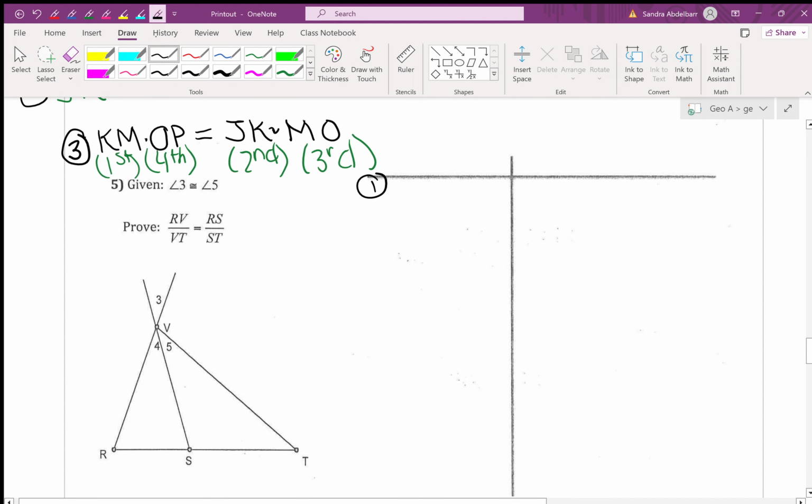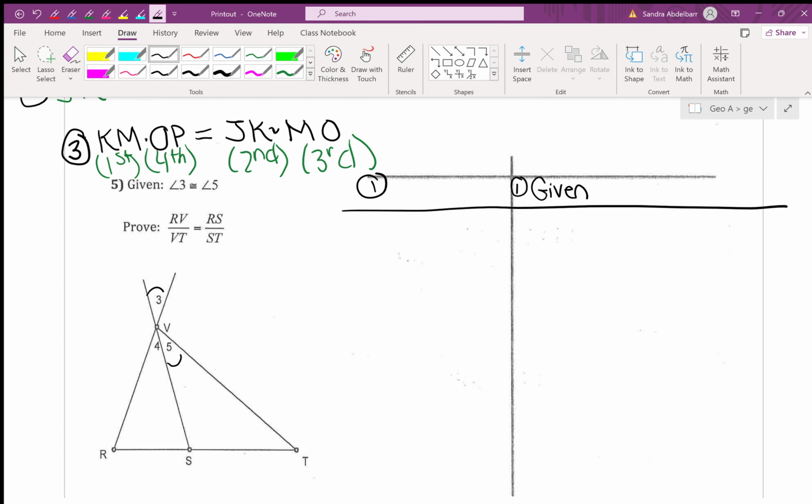So the only thing we're given in number 5 is angle 3 is congruent to angle 5. All right, we want to prove that RV is to VT as RS is to ST. Which one of our proportionality theorems is absolutely out? Side splitter. We don't have that line in the middle that's parallel, right? Side splitter is absolutely out. So that leaves similar triangles or angle bisector theorem.